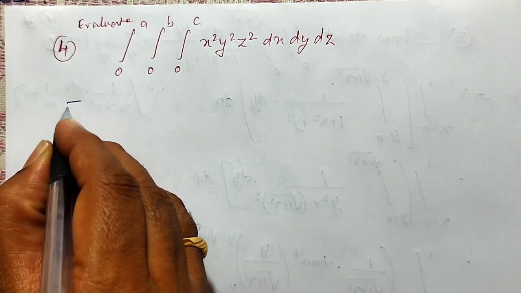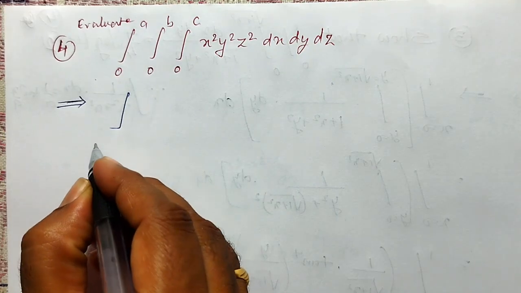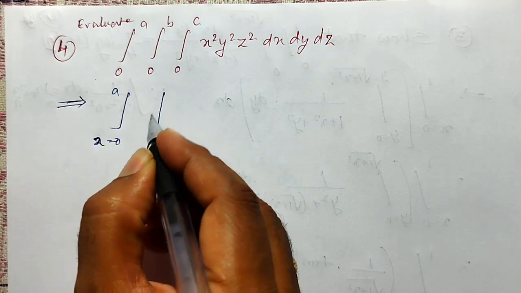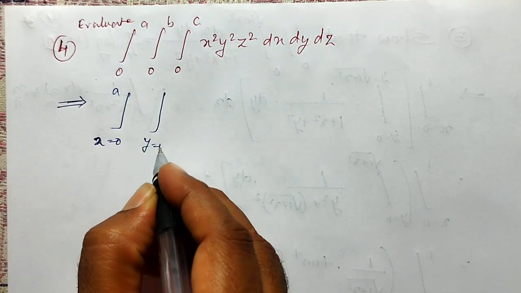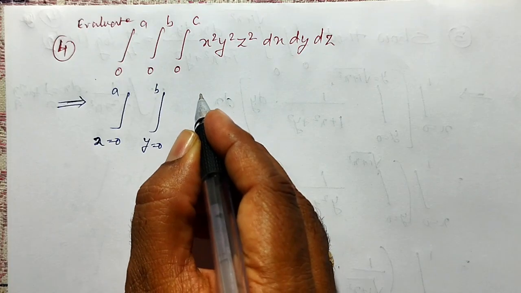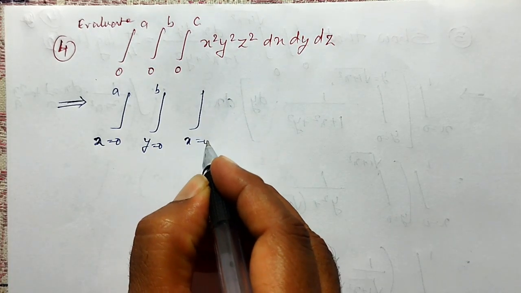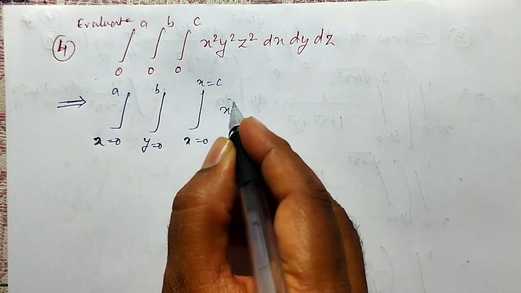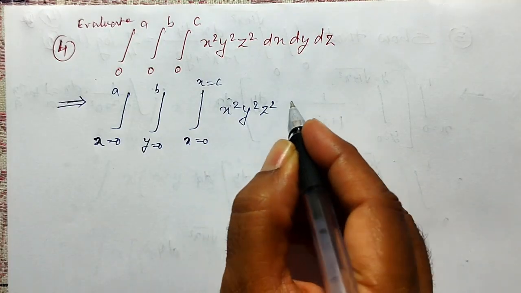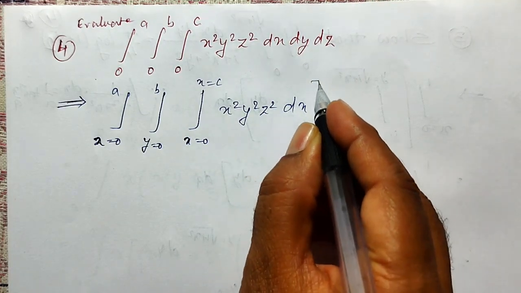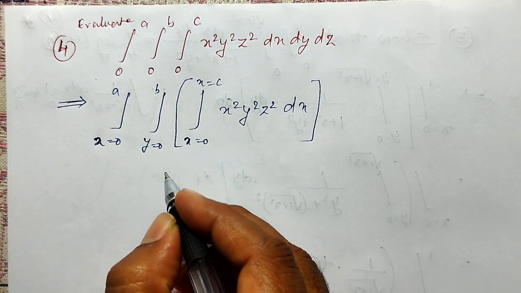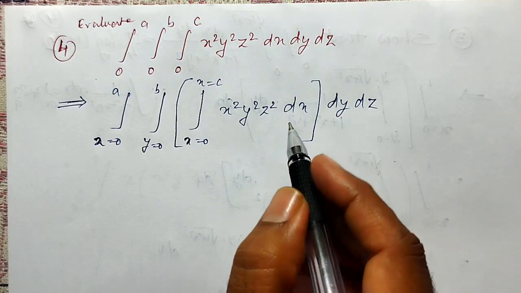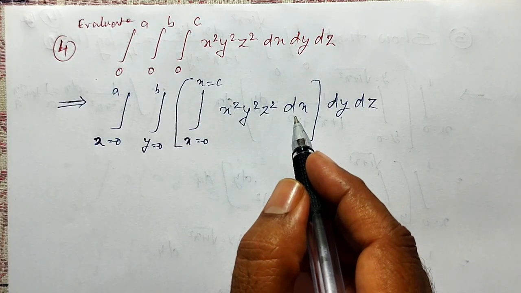I will rewrite the given limits as integration from z equal to 0 to a, integration from y equal to 0 to b, and inside integration from x equal to 0 to x equal to c, x square y square z square into dx, and I will put the bracket around what I am going to integrate first, and the remaining terms I will write as they are, dy dz. Therefore first I am going to integrate with respect to x.